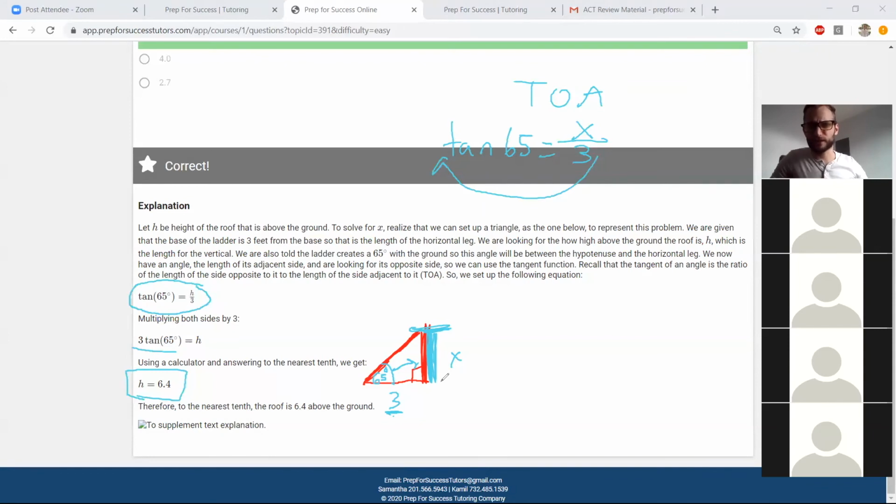Does that kind of make sense? Yeah. Cool. So that's trig on this test. This test is not too complicated with trig. It's just sine, cosine, tangent.